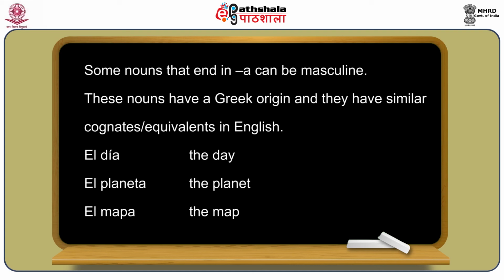Now, some nouns that end in A can also be masculine. These nouns have a Greek origin and they have similar equivalents in English. For example, nouns ending in A are el día, the day, or planeta, planet, el planeta, or mapa means map, el mapa. So these will be masculine.